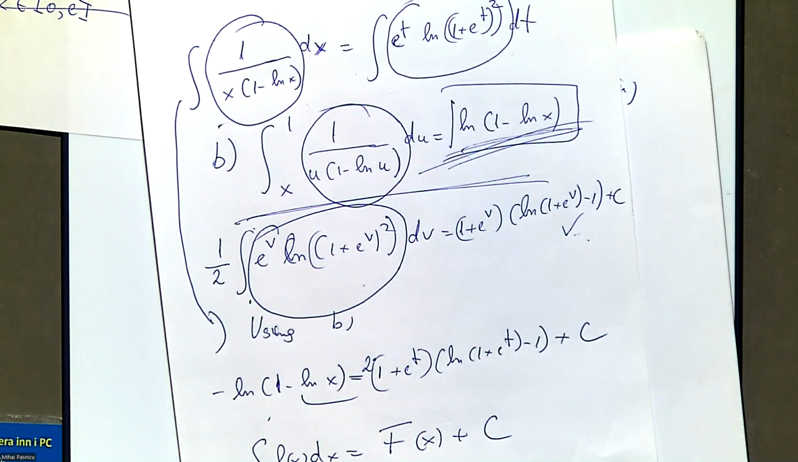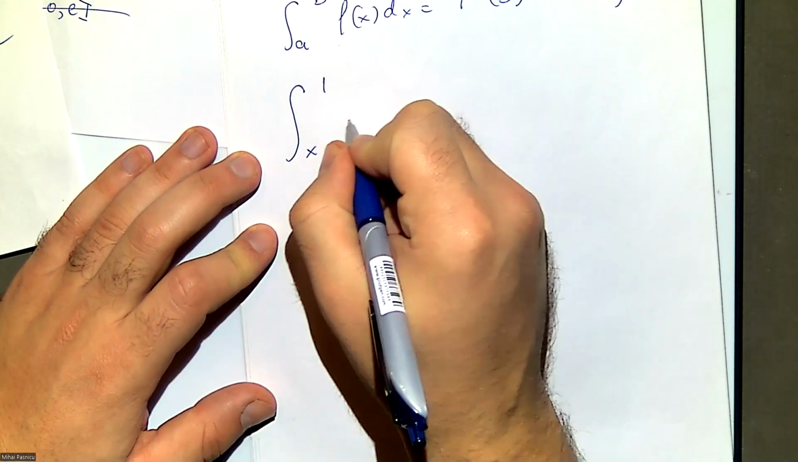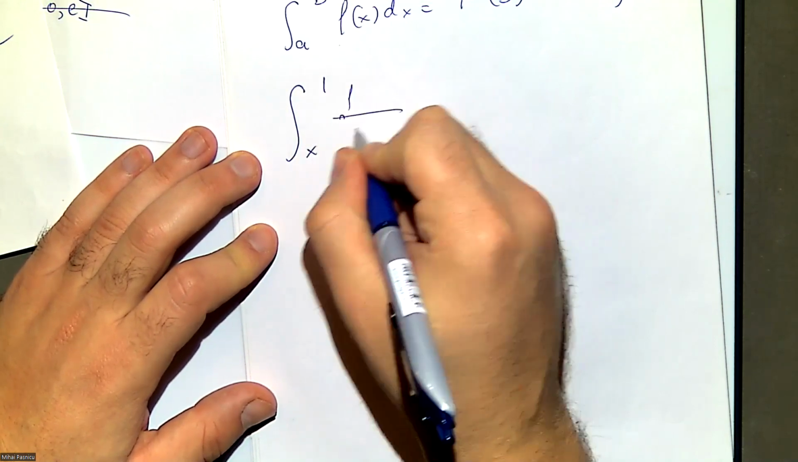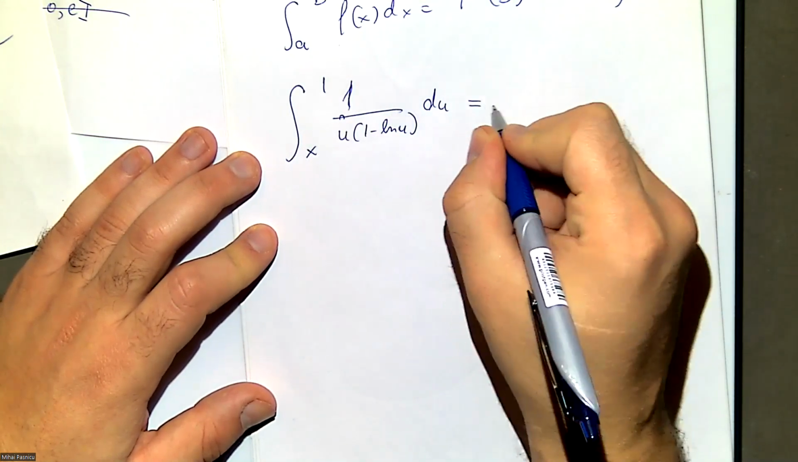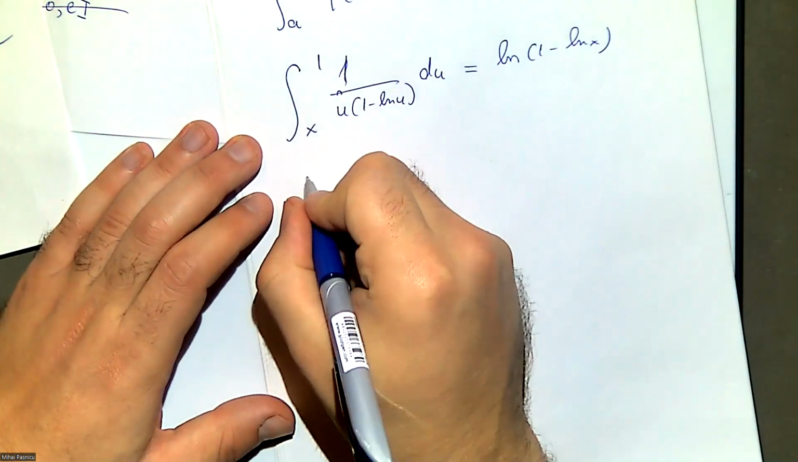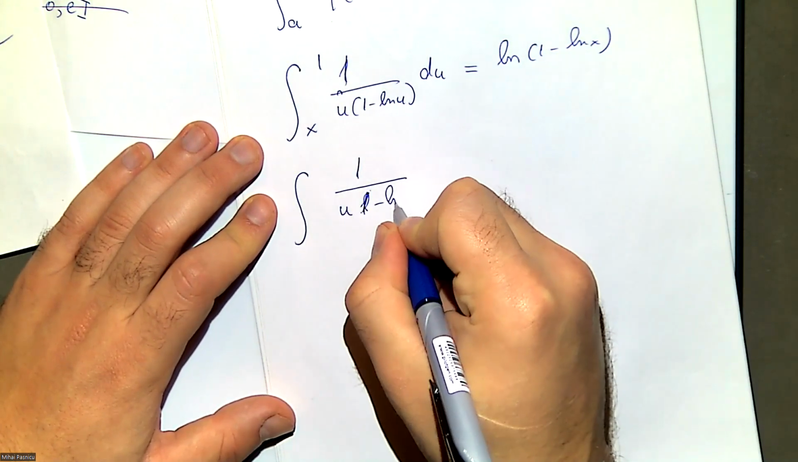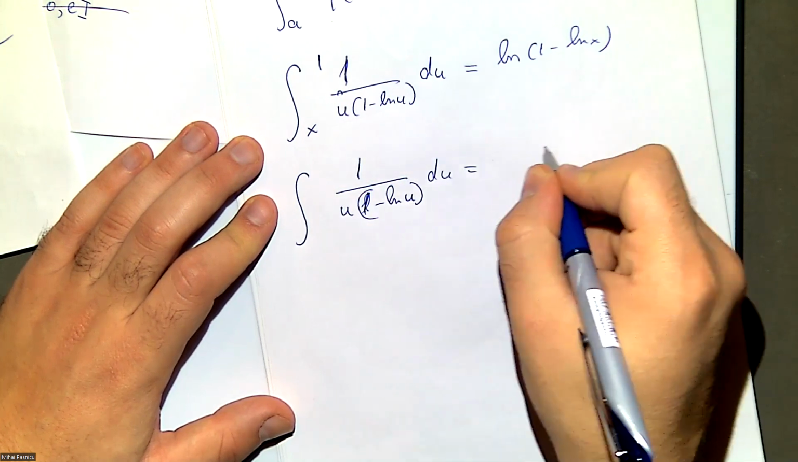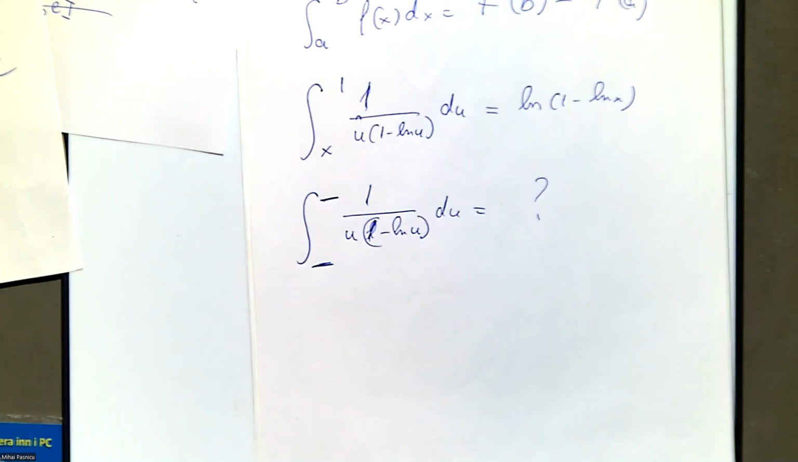Like so I know that the integral from x equals 1 of 1 over u times 1 minus ln of u du is equal to ln of 1 minus ln of x. I would be interested in what the indefinite integral is. What is this equal to? Again, the only change is that it's indefinite. There are no bounds of integration. So that's why my question is, what is this?